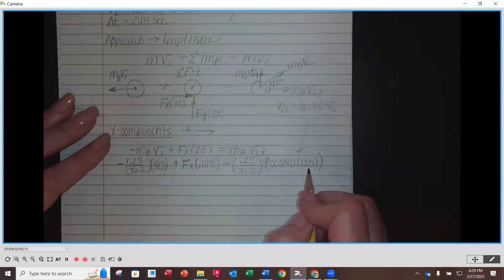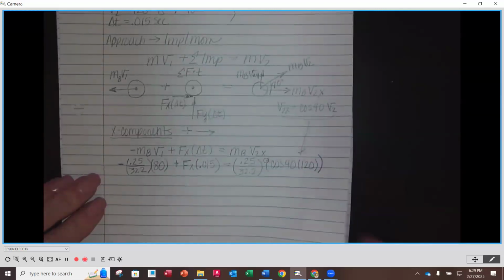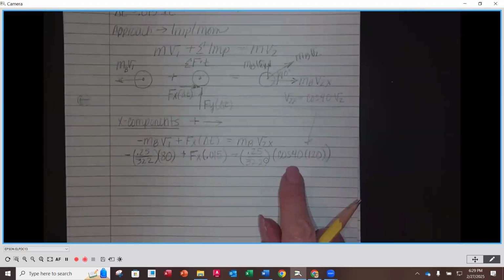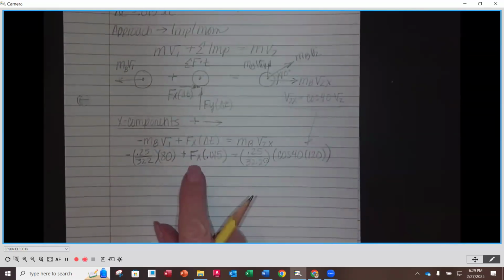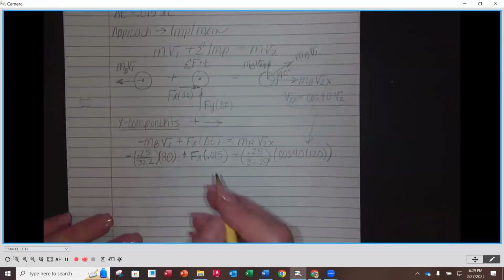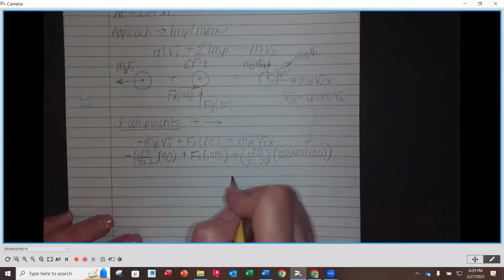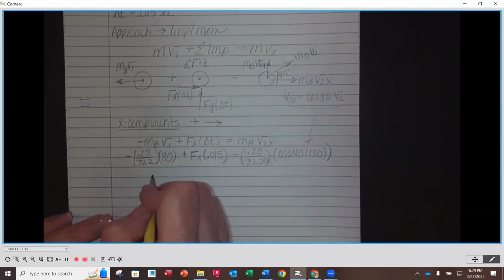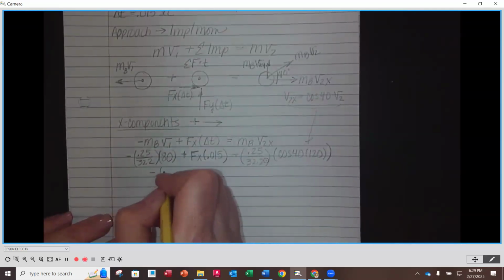So our V2 was 120 feet per second. That was going up at a 40-degree angle. So that goes there. So our only unknown here is the x component of the force. So go ahead and solve for Fx in this problem. I'm just going to write the final answer instead of all the steps. Maybe I'll write the steps. That way you can compare in case you don't get something to come out.